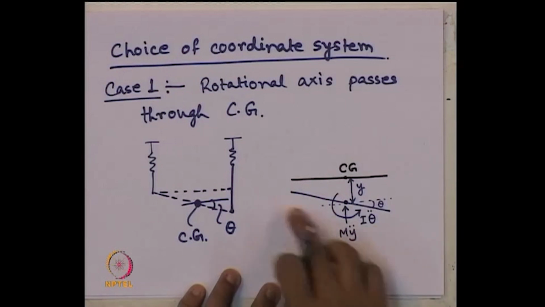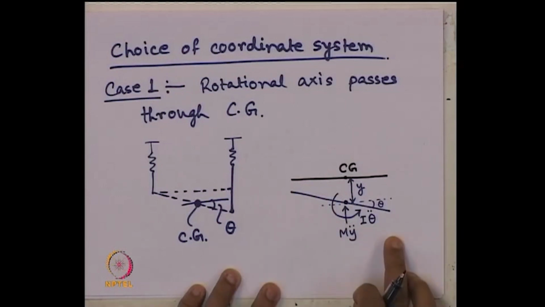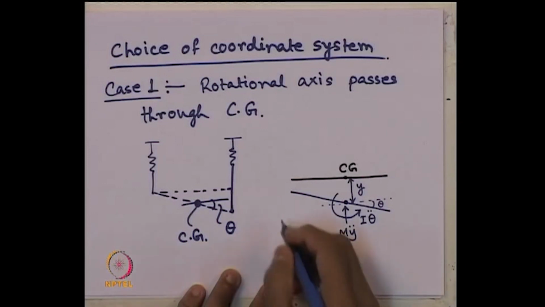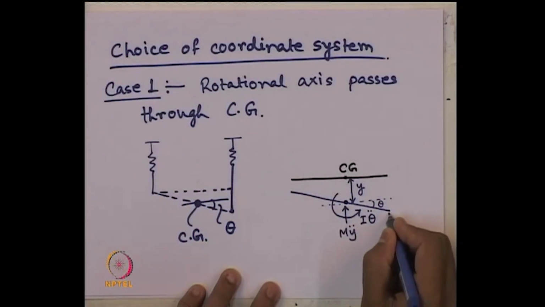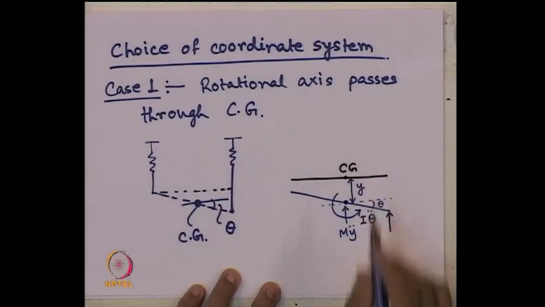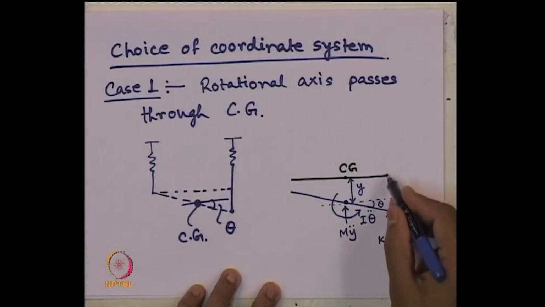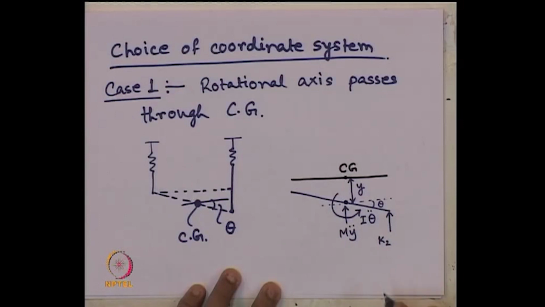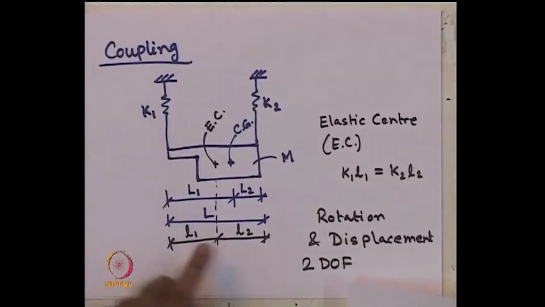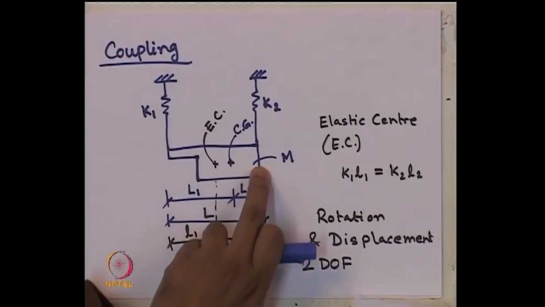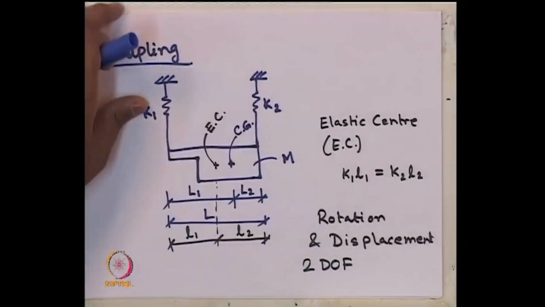Now, two springs are connected at these two ends. Spring forces will act. What will be the spring force at this end? It will be vertically upward because it tries to go back to its original position. So K2 times, what is the displacement for this spring? That is y plus L2 times theta. Am I right? Because see the distances, L2 is from CG to this end. So, L2 times theta, fine, and this side it is L1 times theta.